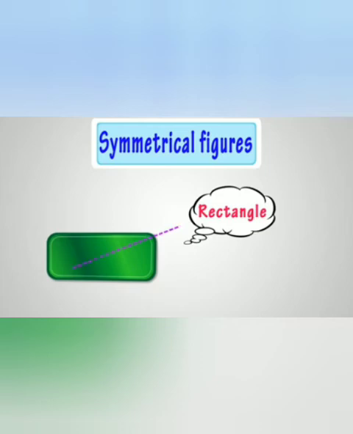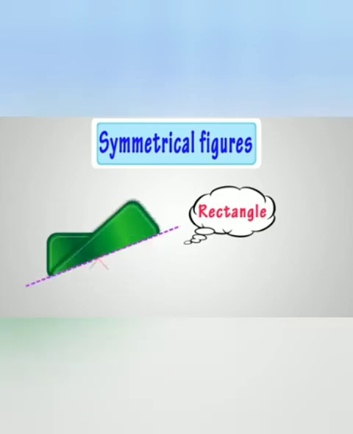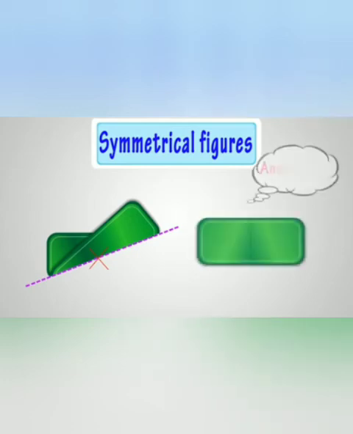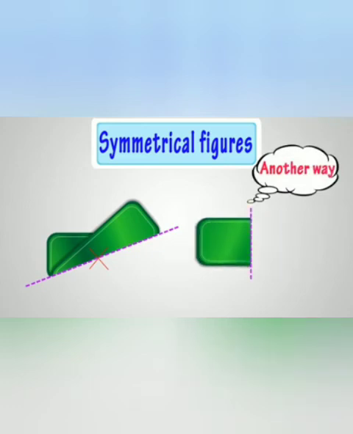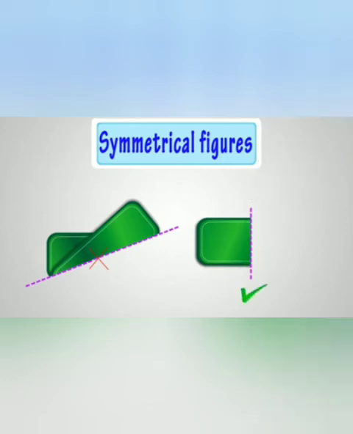Rectangle. Dividing this rectangle on the diagonal, the two halves are not equal. One half does not cover the other half. So what can we do now? Let us choose another way. I am going to divide this in the middle. The one half covers the other half. So it is a symmetrical figure.